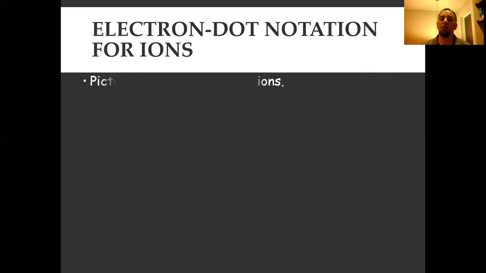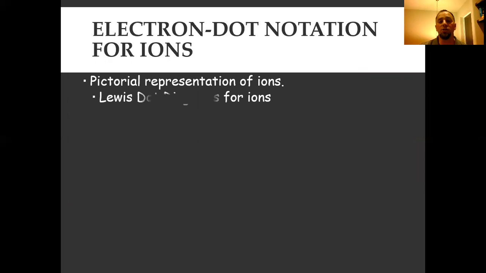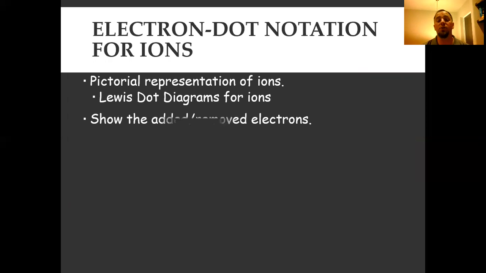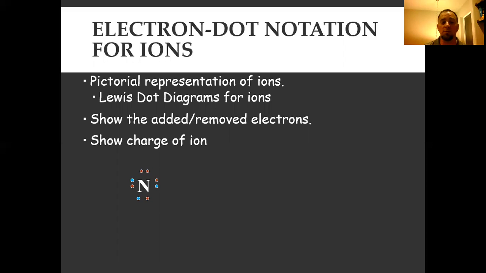So our electron dot notation for ions is just a pictorial representation of ions, as we just looked at with nitrogen. So the Lewis dot diagram for ions shows the added or removed electrons. We're going to do an example here of an anion and a cation. It also shows the charge of the ion. So we'll bring back nitrogen. We have our 5 valence electrons for nitrogen. We add 1, 2, 3 electrons, put it in the brackets, and put our charge outside the brackets.